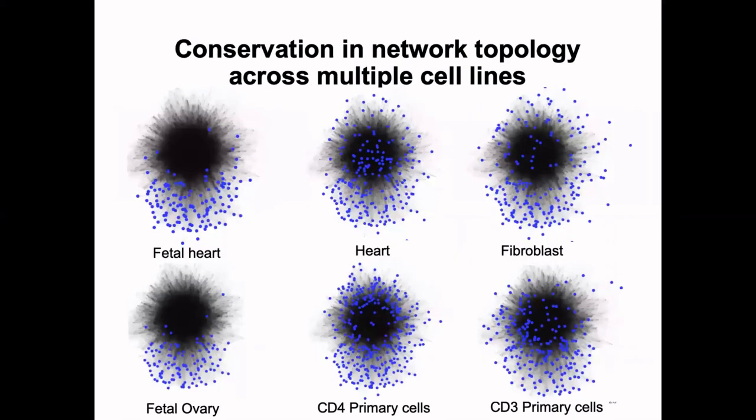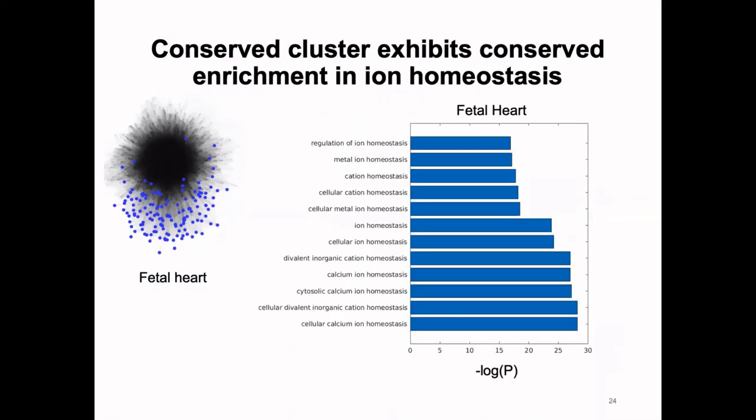And so here's an example of the conserved cluster. I'm only showing 6 different cell lines, but you can see that across the cell lines, there's parts of the network topology that are conserved across the cell lines, especially this bottom part right here. And so we can look to see what kind of pathways are there. And so if you look, for example, in fetal heart, you can see that there's a lot of terms related to ion homeostasis, which is important for cardiac action potential.